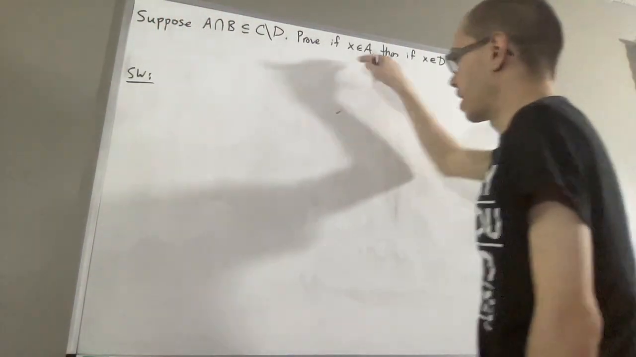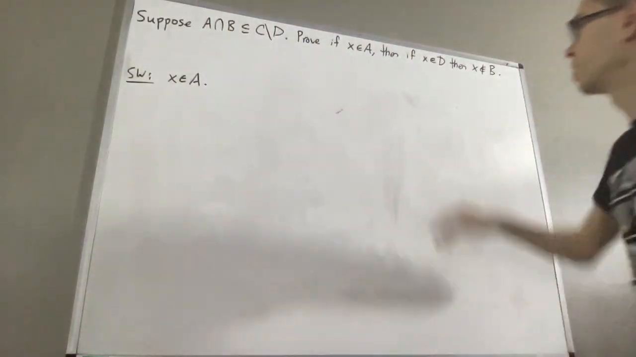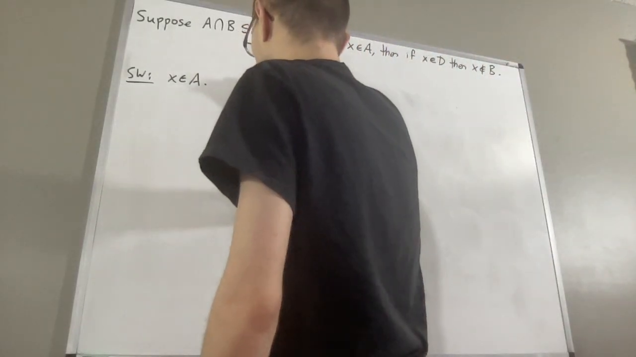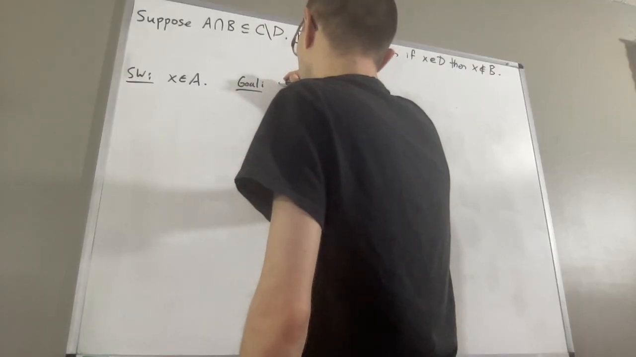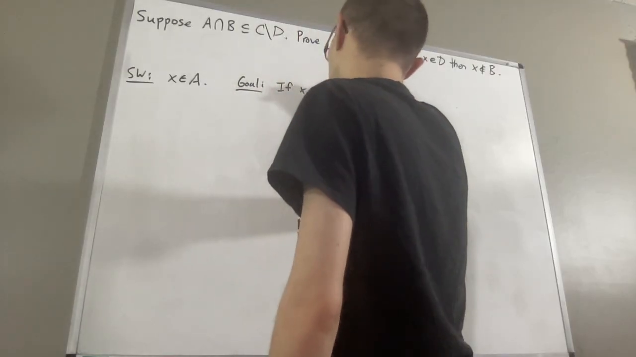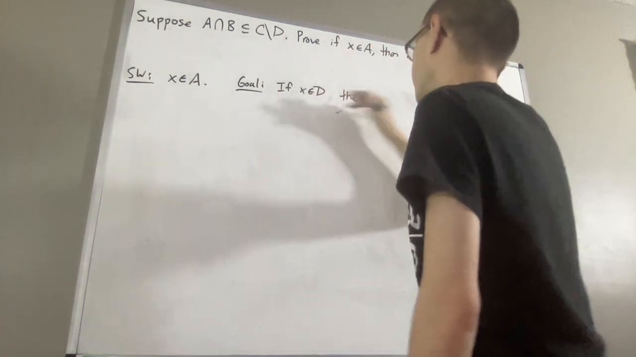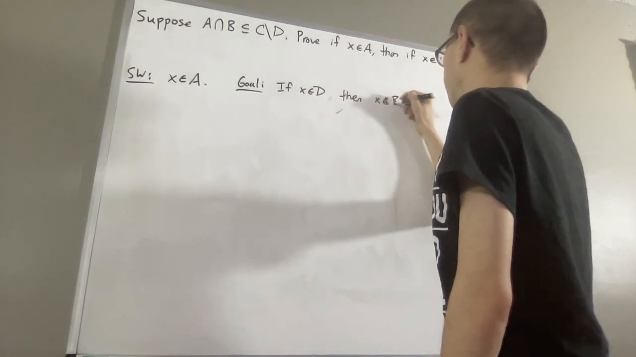So let's make the assumption X is an element of A. And we're going to try to logically deduce that this implication is true. So you know what? I'm going to write goal. So our goal is to show if X is an element of D, then X is not an element of B.